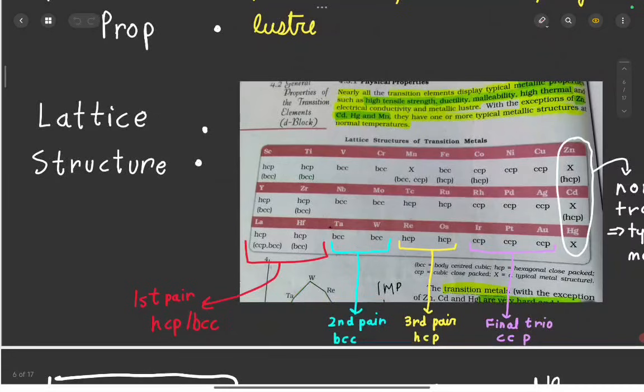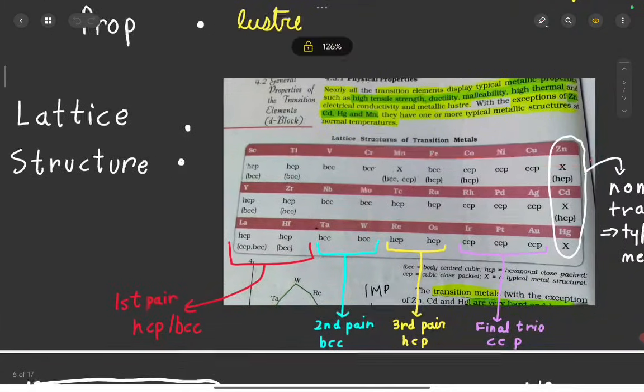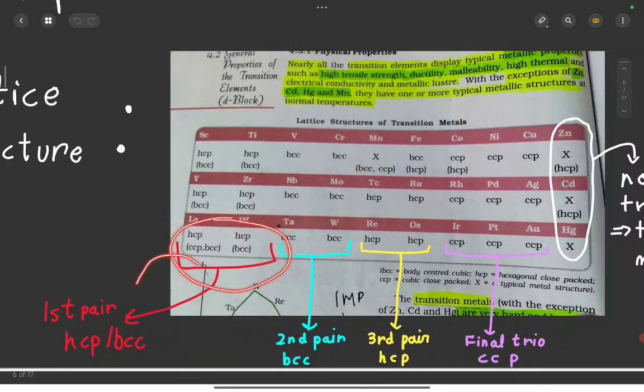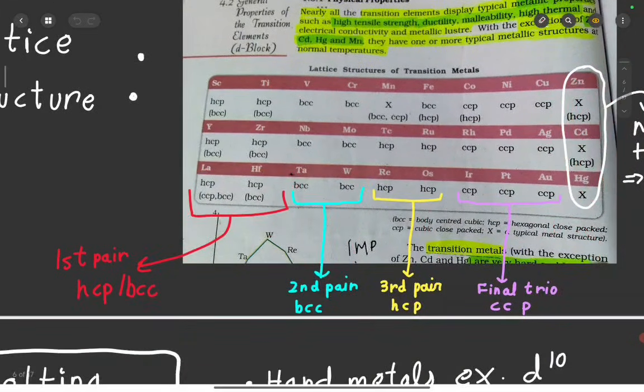So let's learn about the lattice structure, and luckily they follow a very simple trend. You just have to write all of them in a straight line, and the first pair will be an HCP or a BCC, second will be a BCC, third will be HCP, and the last trio, except the non-transition ones, they will be CCP. Now, what is HCP, BCC, HCP, CCP?